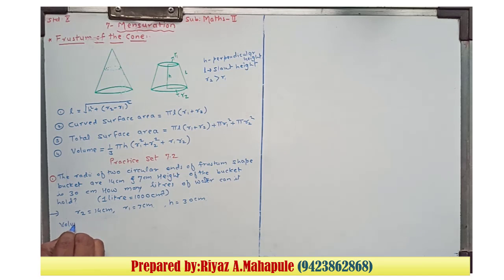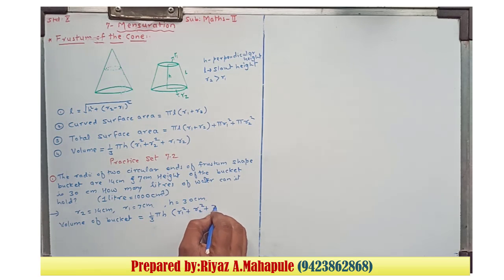So we write here volume of the bucket is equal to 1/3 pi h bracket R1 square plus R2 square plus R1 into R2, that is equal to 1/3 into value for pi we take as 22/7 into h is 30 into bracket R1 square is 7 square plus R2 that is 14 square plus R1 into R2 that is 14 into 7.